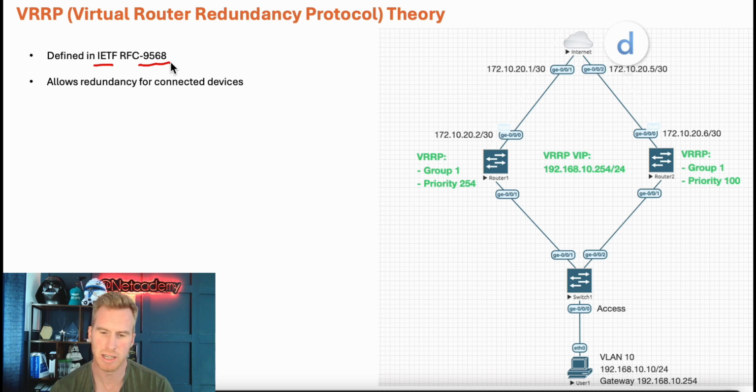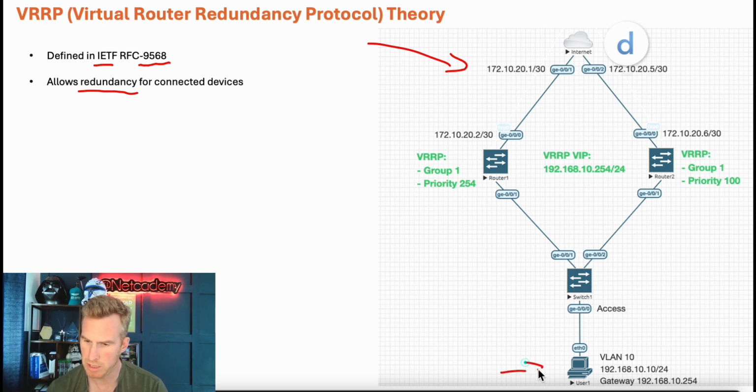But essentially, the role of VRRP is to provide redundancy for connected devices. Now, this diagram over here is actually the lab setup. This is what we are going to be configuring in this video. Right at the bottom here, you can see there's a user with this IP address from this /24 subnet. And right at the top here is the internet. In the video, we're going to be pinging an IP address that we all undoubtedly know, 8.8.8.8, being Google, and we want to ensure connectivity is there.